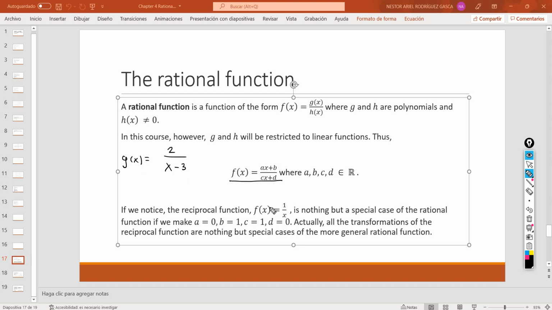So this is a transformation of the reciprocal function, but then you can understand that this is nothing but a special case of this, right? And if you want me to prove that, just make a equal to 0. I'm going to write here a equals 0, b equals 2, c equals 1, and d equals -3. If you give these particular values of the constants to this function, then you will get this particular function. Okay, so bottom line, the reciprocal function and all of its transformations are nothing but special cases of the rational function.